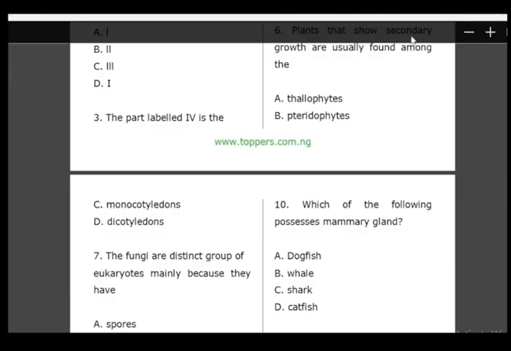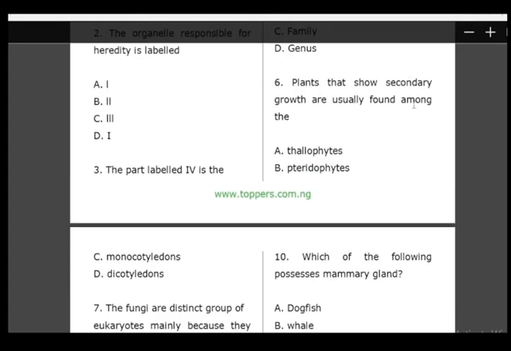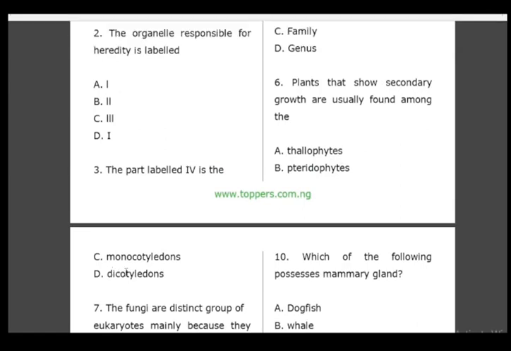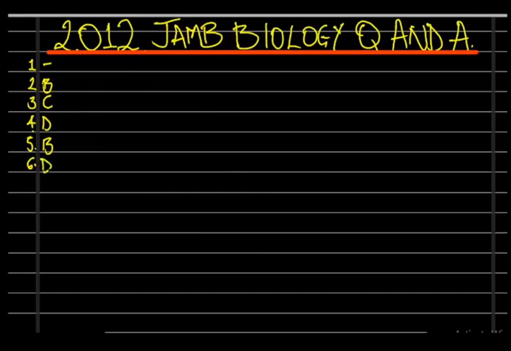It said plants that show secondary growth are usually found among the thallophytes, pteridophytes, the monocotyledons, and the dicotyledons. Now, of all these options, it is the dicots that actually possess the ability to carry out secondary growth, because secondary growth increases the stem thickness. It increases the size of the plant stem. So it is actually the dicots that we have as the answer to that particular question, which is option D. So going further now to question 7.